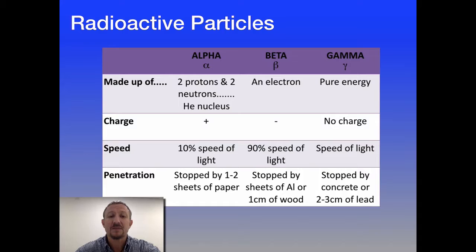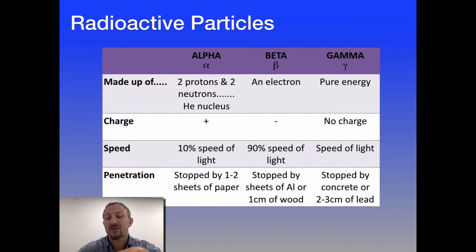You can see that the speed varies. Alpha is a big sluggish particle, so it goes quite slowly, only 10% the speed of light. The electron is a very, very fast particle, so it moves at 90% the speed of light, and gamma, being pure energy and part of the electromagnetic spectrum, travels at the speed of light.